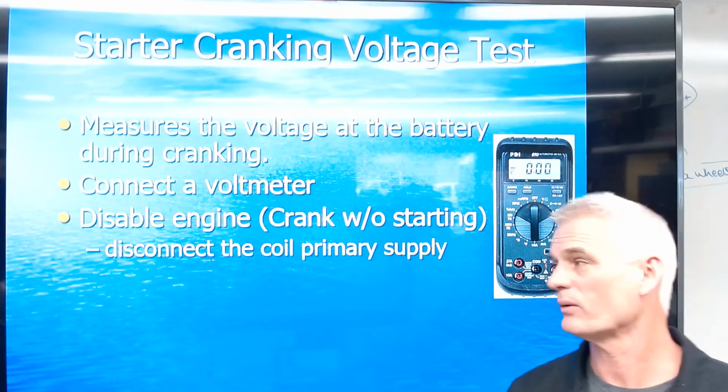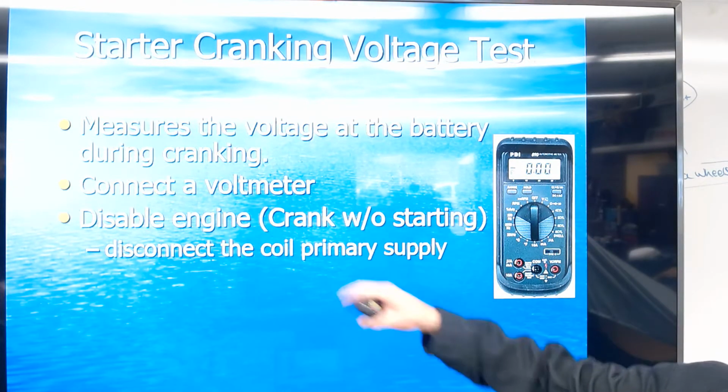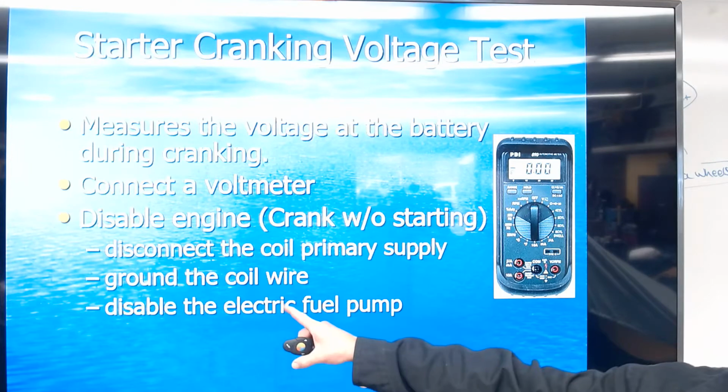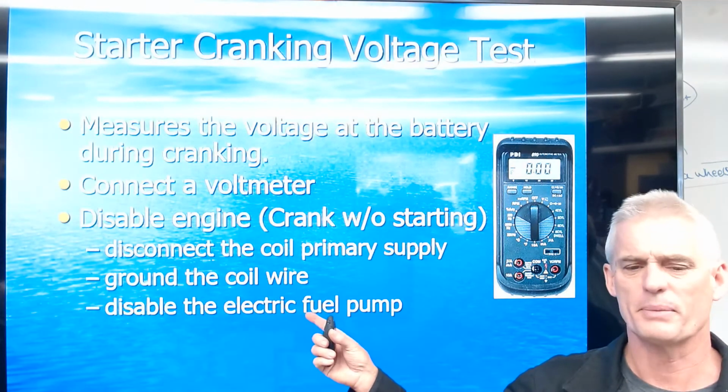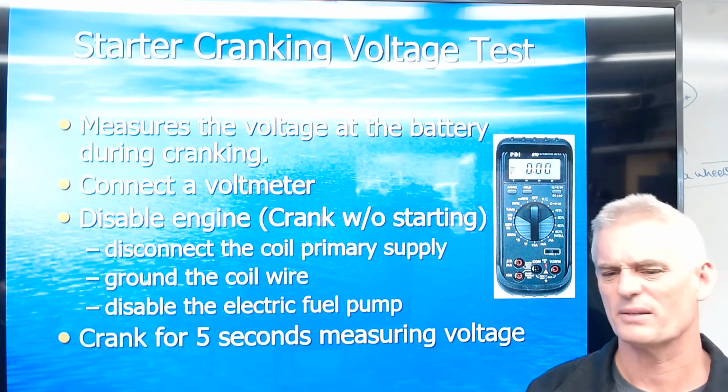The way we can disable the engine: in older school cars, we used to disconnect the coil primary supply, or ground the coil wire. These days, we disable the electric fuel pump. We take the fuel pump fuse out. That's the best way to disable it. And we're going to crank for 5 seconds and measure the voltage.